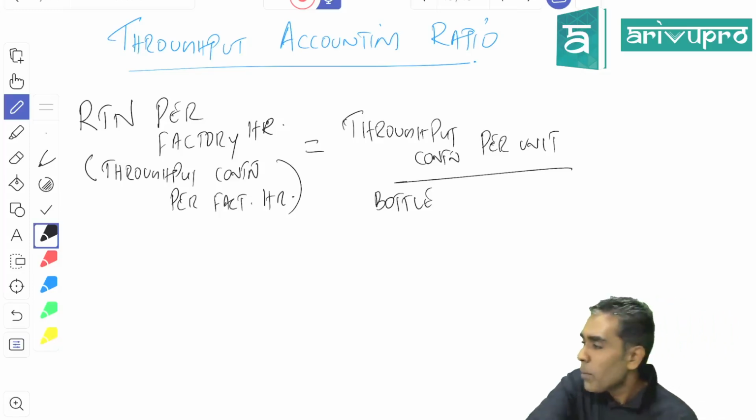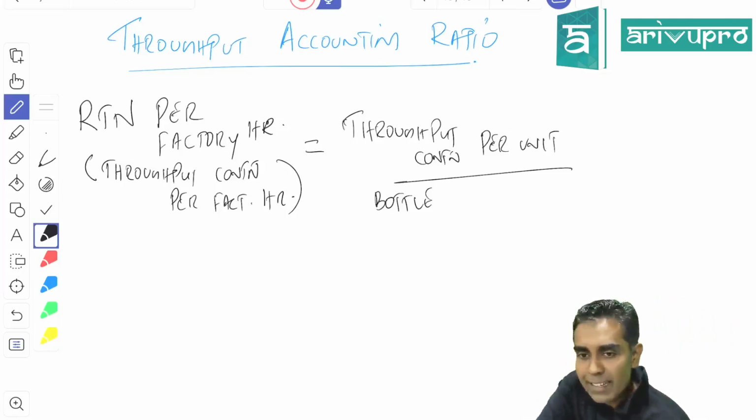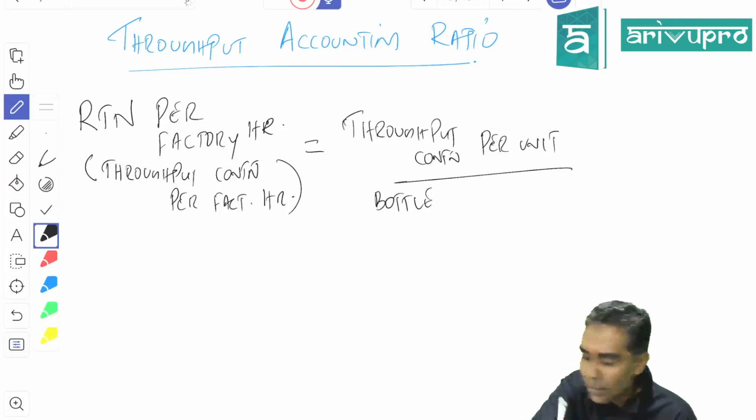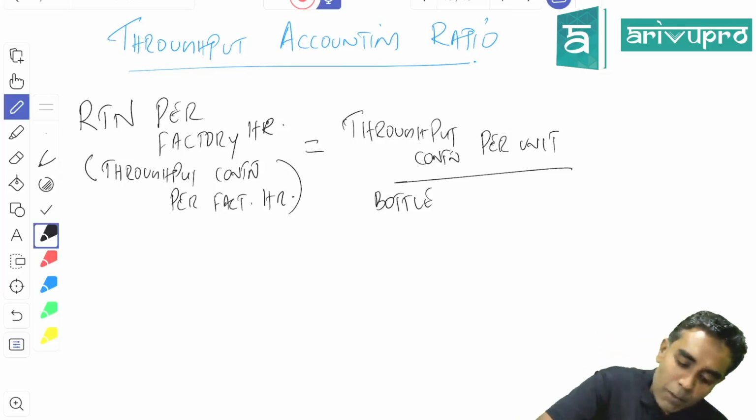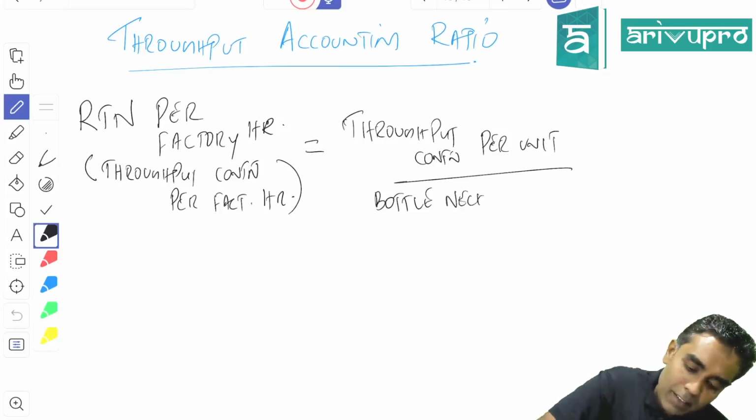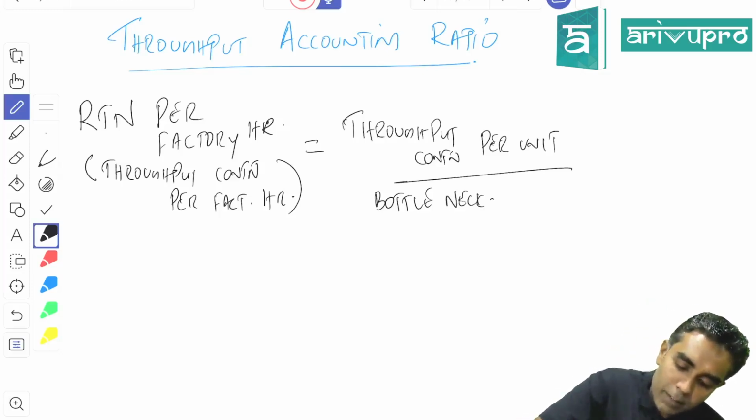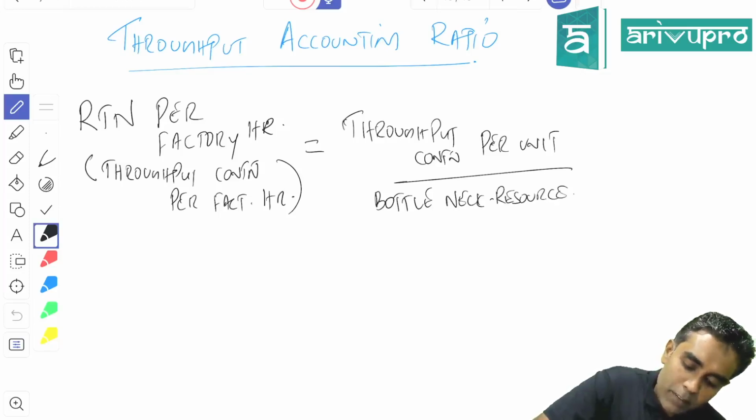All the formulae are given in my study material. Sometimes it would have been copied from ACCA Hub. They may use slightly different wording. Don't get confused with the wording. That's why I've given both: bottleneck resources for the product, or bottleneck resources. No problem.